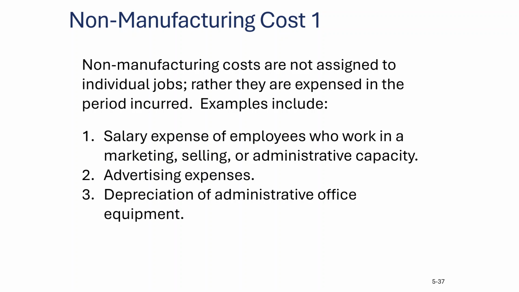Okay, so previously all the costs that we were talking about, the direct labor, direct material, and the manufacturing overhead, they are all product costs. So that means it has to go through the balance sheet item. But these costs, they are non-manufacturing. They are called period costs. They go straight into your income statement.